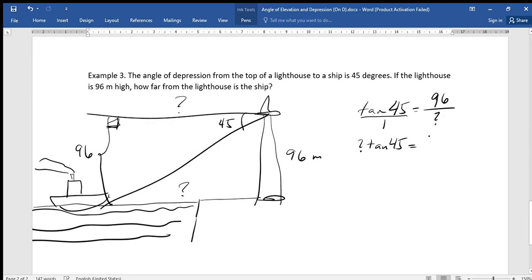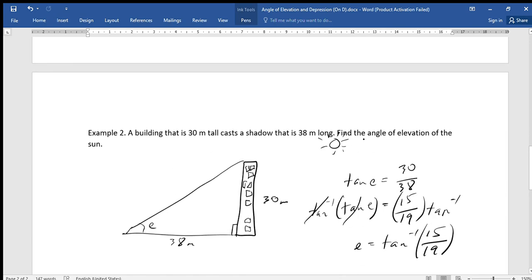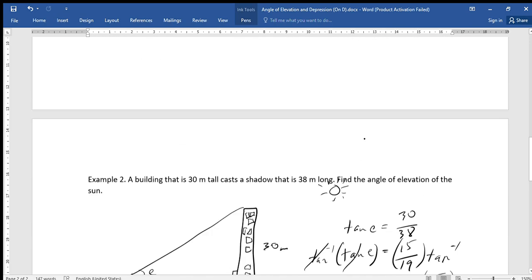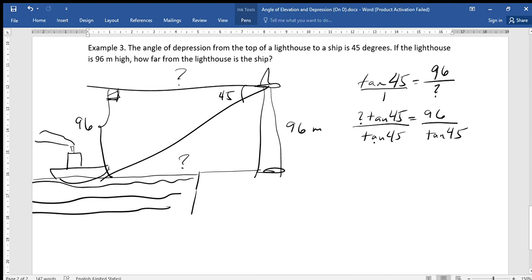Okay? So, para matanggal yan, divide natin both side by tan 45. Okay, tan 45. Kung mapapansin nyo, bakit tan, hindi tan raised to negative 1? Kasi may kasamang angle. Doon kasi sa una, walang kasamang angle. So, kung mapapansin nyo dyan, diba? Hindi kasama si angle, yung E, kasi siya yung hinahanap. Ngayon, dahil kasama na yung angle, or given yung angle, tan 45 yung i-divide natin. Okay? So, question mark yung matitira is equal to 96 over tan 45.